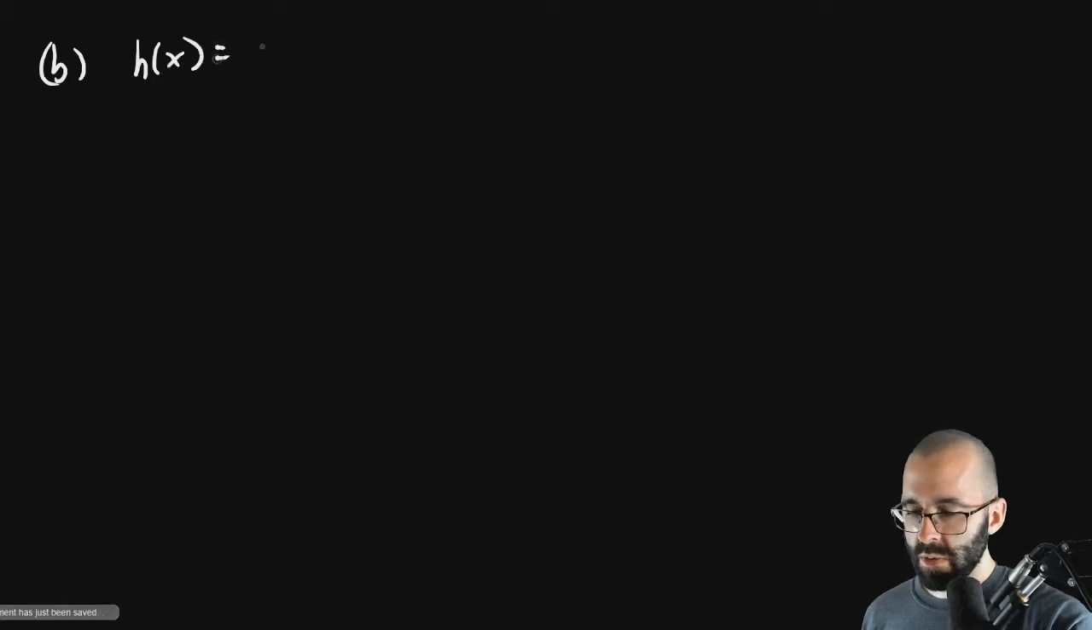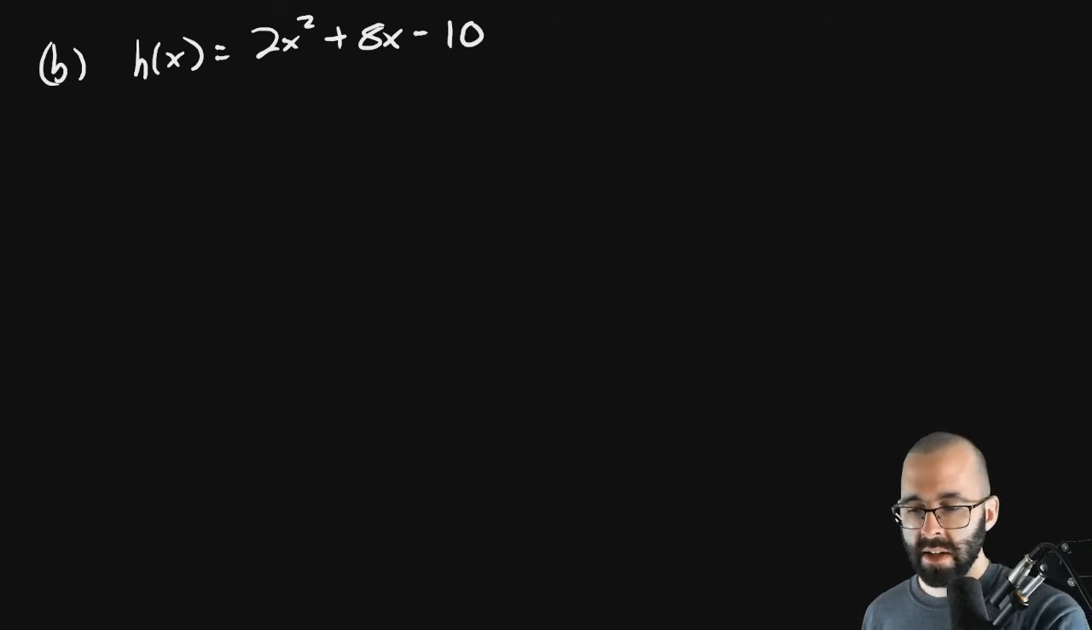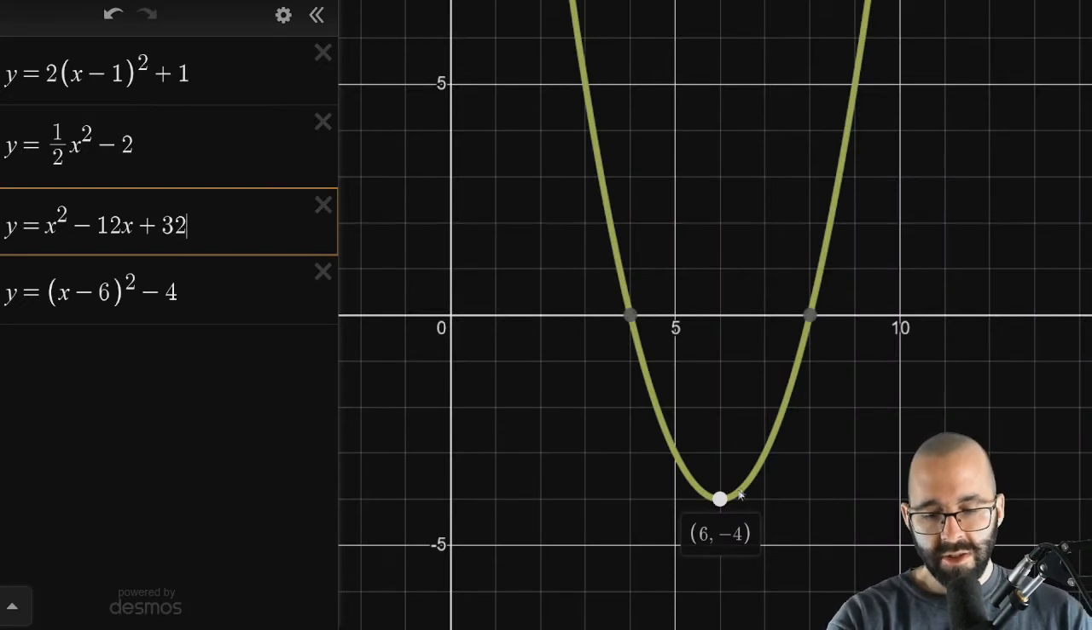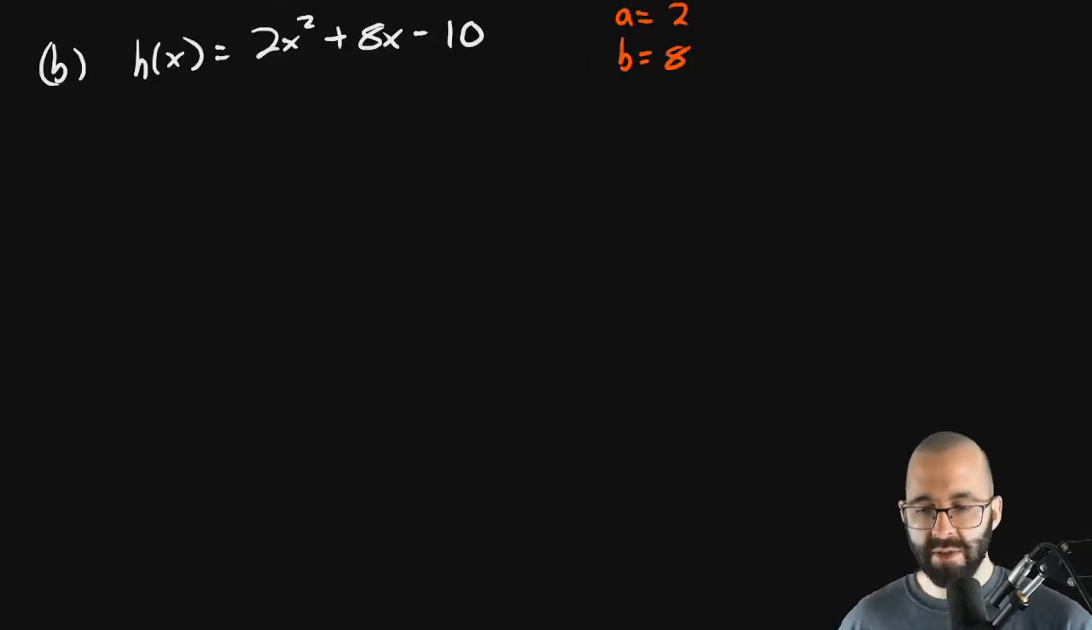We got plenty more problems here. H of x equals 2x squared plus 8x minus 10. So again, it's helpful to identify your A, your B, and your C. Actually, we don't even need C here. A is 2, B is 8. So vertex occurs at the axis of symmetry. The vertex is always on this axis of symmetry. Always, always. Axis of symmetry is the middle of the quadratic formula at x equals negative b over 2a.